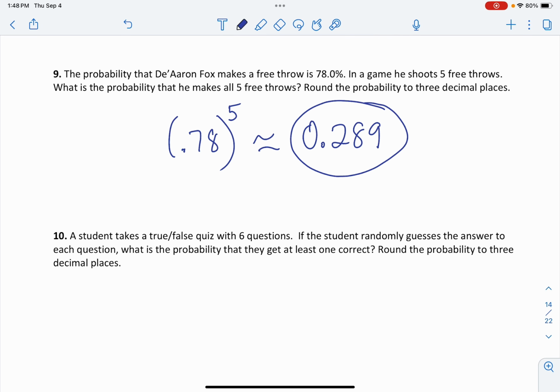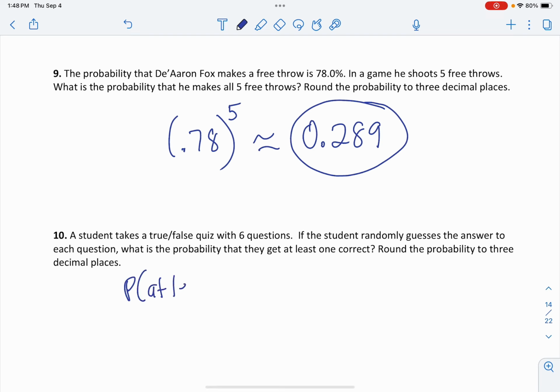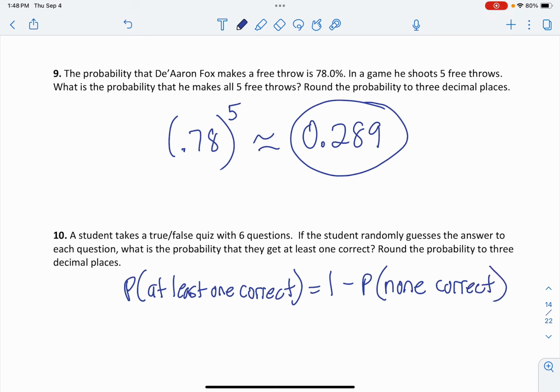Okay. And then finally, a student takes a true or false quiz. They randomly guess the answer to each question. What's the probability that they get at least one right? Okay, so remember our little formula, probability of at least one correct would equal 1 minus the probability of none correct, or all incorrect. So this is the case where we're going to find the opposite. We're going to find the probability of getting none of them right.